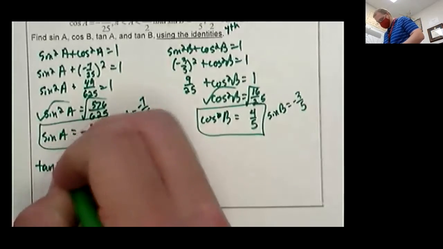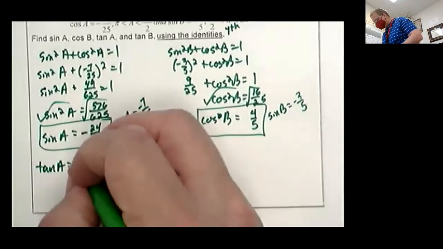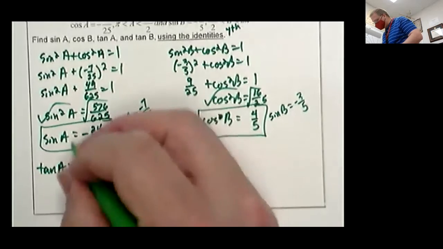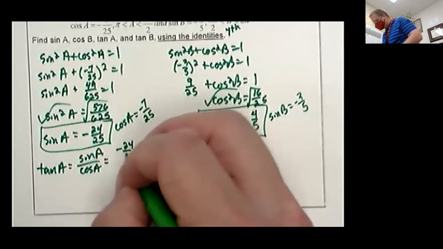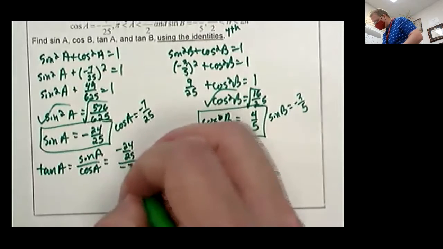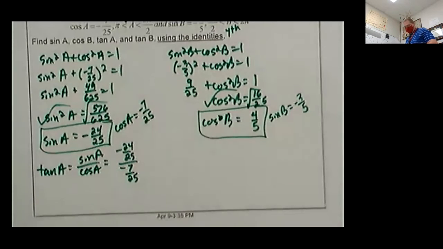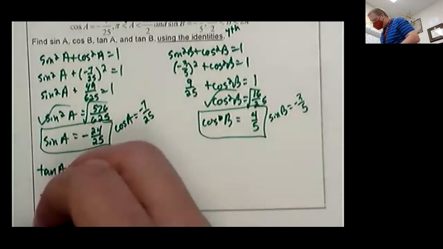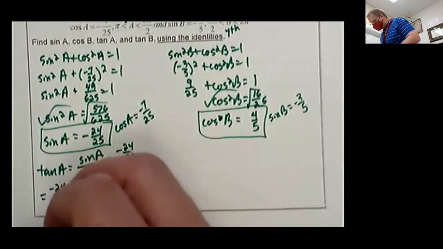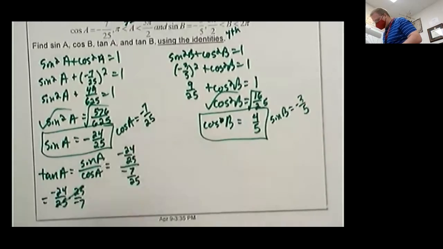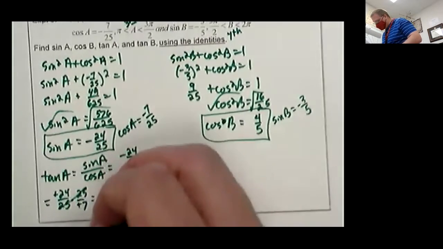Therefore, tangent of A has to be sine of A over cosine of A. Sine of A we just calculated is negative 24/25 divided by cosine of A, which is negative 7/25. We're going to flip that sucker and multiply, which is negative 24/25 times 25 over negative 7. 25s cancel, the negatives cancel. We get 24/7, which is tangent of A.